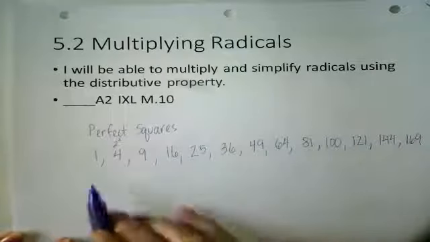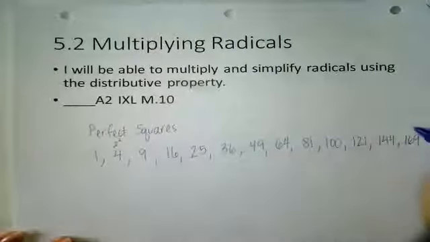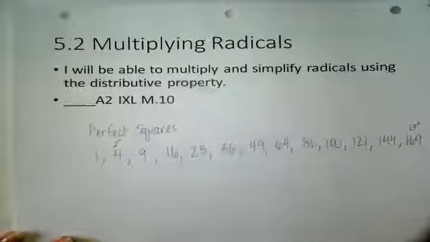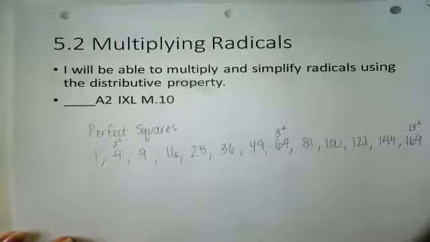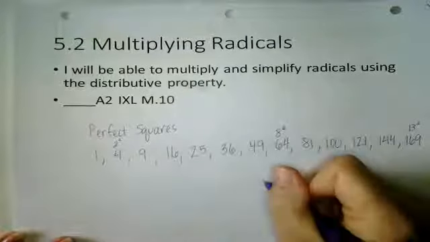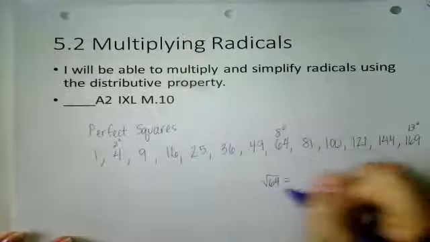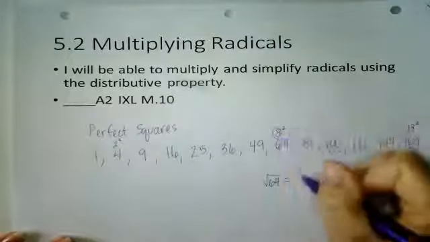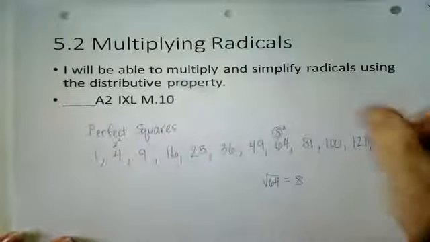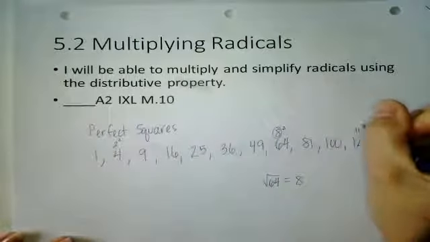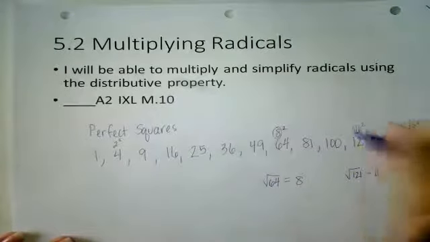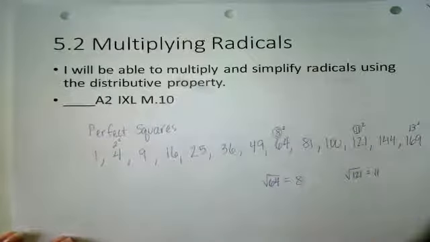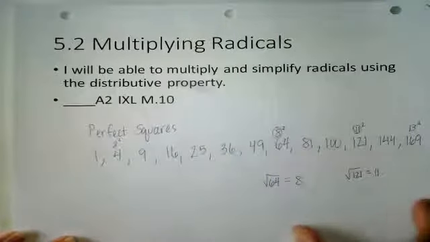So all of these are perfect squares. 13 squared is 169. 8 squared is 64. And when we take the square root, it takes us back to the root, which is 8. The square root of 121 takes us back to the root, which is 11. Okay, so really important that you understand the square and the square root cancel each other out.